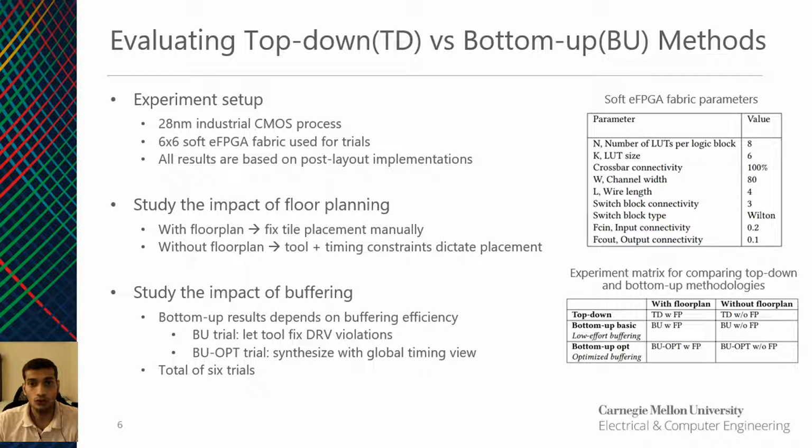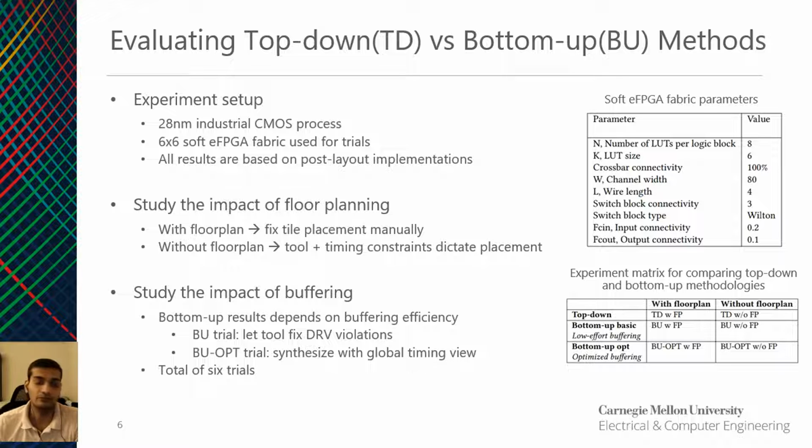Since the goal of the top-down methodology is to eliminate the need for manual buffering and floor planning, we conduct trials to evaluate these two parameters. To study the impact of floor planning, we implement two versions of the design with and without floor planning. For the design with floor planning, we specify the placement locations of the tiles. For the design without floor planning, we let the timing constraints dictate the placement.